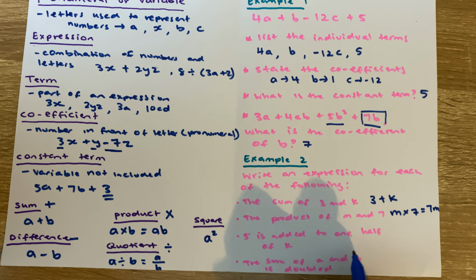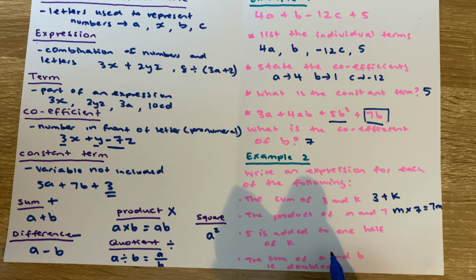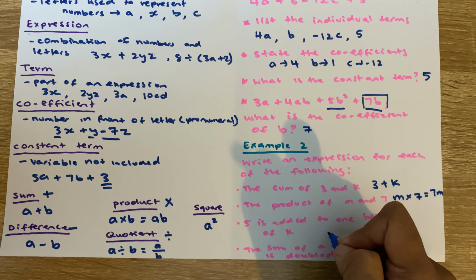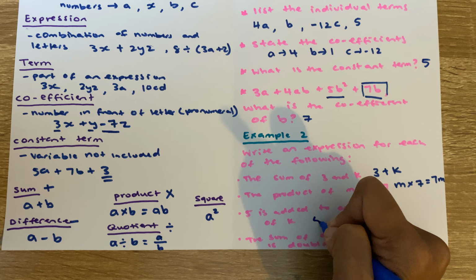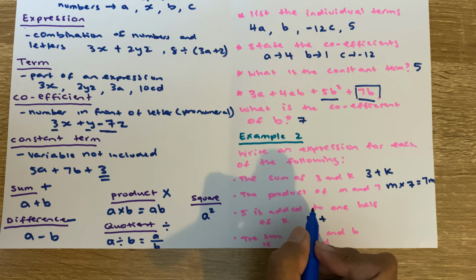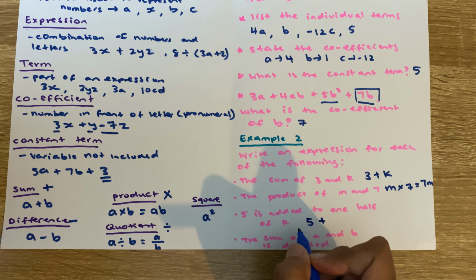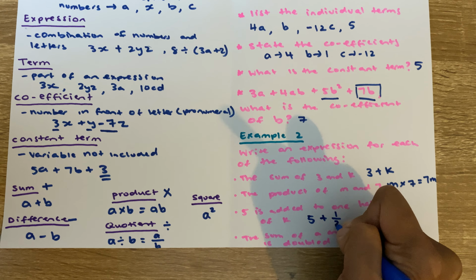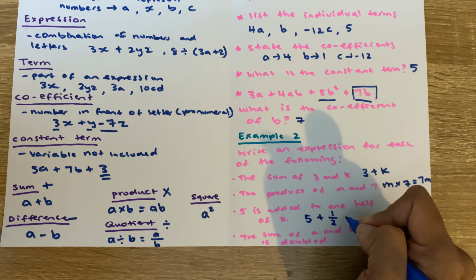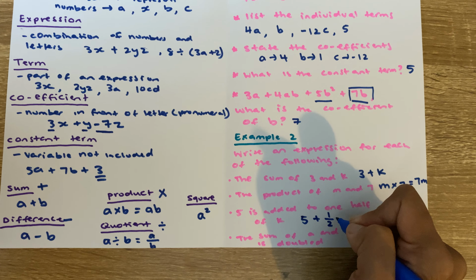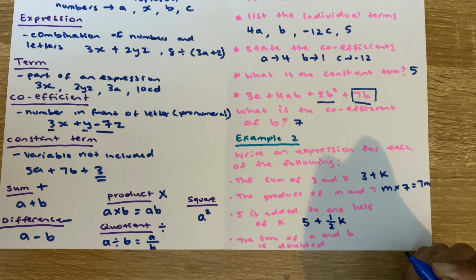5 is added to 1/2 of k. Okay, so we want to first figure out the first part. 5 is added to something. So I'm going to go 5 is added to something. 5 is plussed to something, to 1/2 of k. Okay, so what I can do is I can go half of, remember in maths means times, so I can go times k, and if there's an invisible times, it'll be half of k.